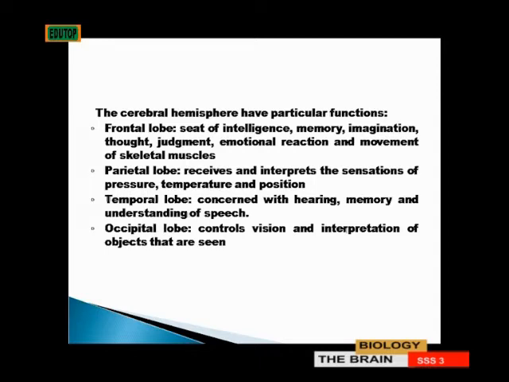The temporal lobe is concerned with hearing. It's concerned with your memory and understanding of speech. Then the occipital lobe controls vision, interpretation of objects that are seen. So those are the functions of this cerebral hemisphere.